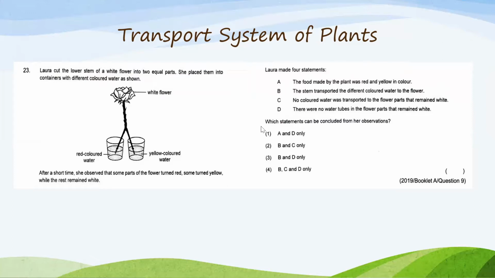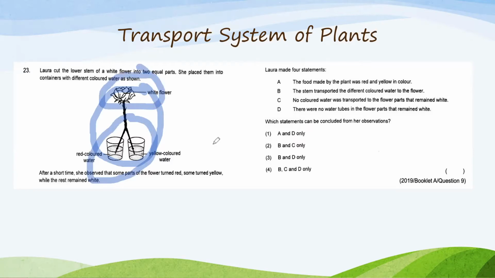Let's take a look at the first one. The food made by the plant was red and yellow in color. Do we see any leaves in this plant setup? All we see is the stem which has been cut into half in this part, and a white flower. There's no leaves. So is there food being made by the plant? Is there any photosynthesis going on? No. The first one is wrong.